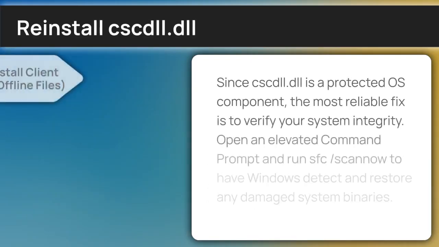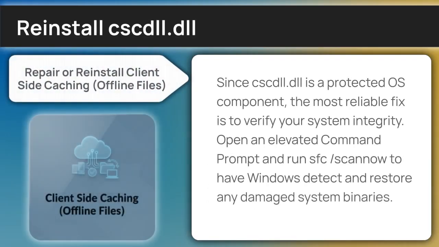Since Cscdll library DLL is a protected OS component, the most reliable fix is to verify your system integrity. Open an elevated command prompt and run sfc /scannow to have Windows detect and restore any damaged system binaries.